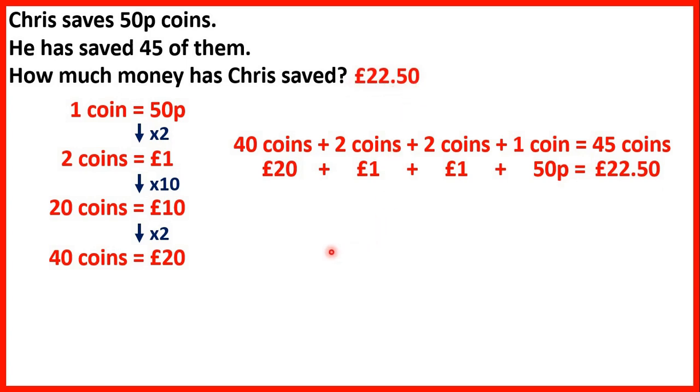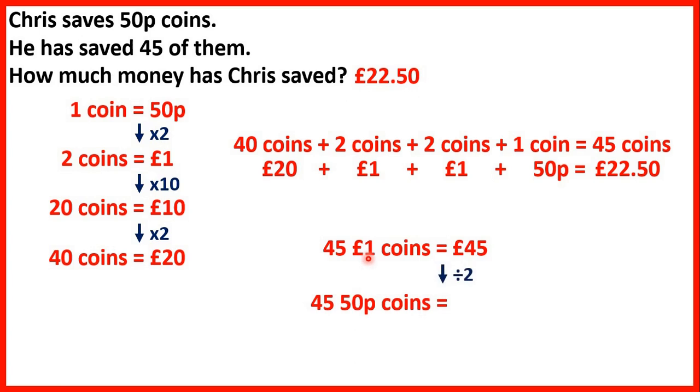The other way to work this out would be to think if he'd saved £1 coins and he'd saved 45 of them, that would be £45. But 50p coins are half the amount of £1 coins, so we could divide £45 by 2, and if we use short division, we get £22.50, so we get the same answer.